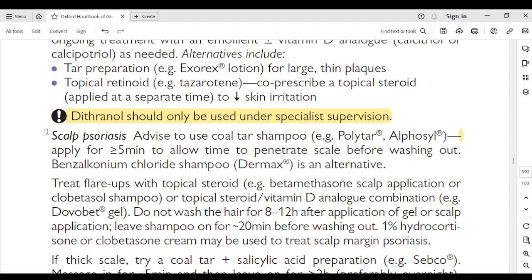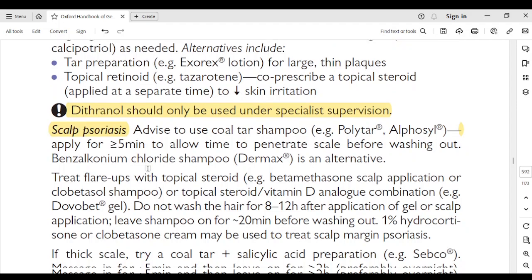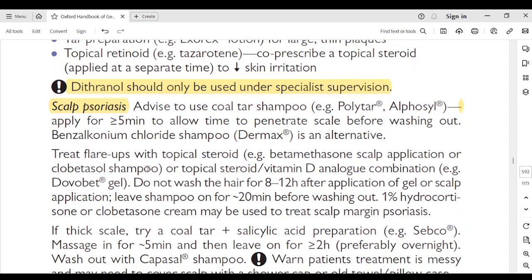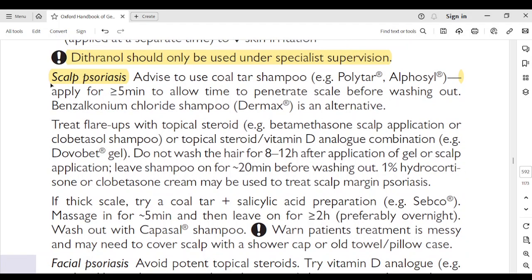Scalp psoriasis. Advise use of coal tar shampoo, Polytar or Alphosyl. Apply for more than 5 minutes to allow time to penetrate the scalp before washing out. Benzalkonium chloride shampoo, Dermax, is an alternative. Treat flare-ups with a topical steroid, betamethasone scalp application or clobetasol shampoo, or a topical steroid and vitamin D analog combination, Dovobet gel. Do not wash the hair for 8 to 12 hours after application of the gel or scalp application. Leave the shampoo on for 20 minutes before washing out.